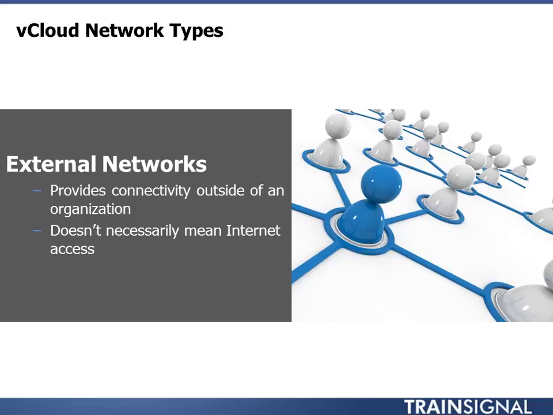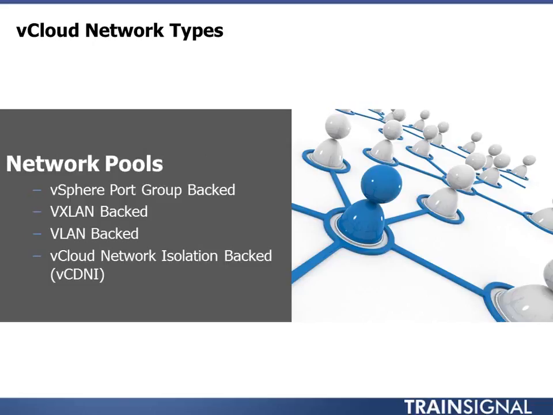The real decision point is going to be, is that a corporate LAN? Is that a co-located LAN? Is that the internet? It really depends on your use case. A lot of times, though, in the real world, an external network will simply translate to the LAN in the corporate environment. So moving to the next type of vCloud networking, we have network pools.